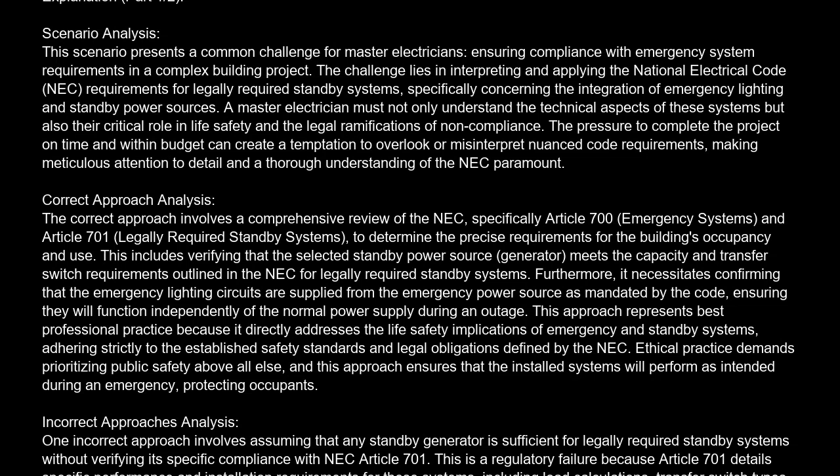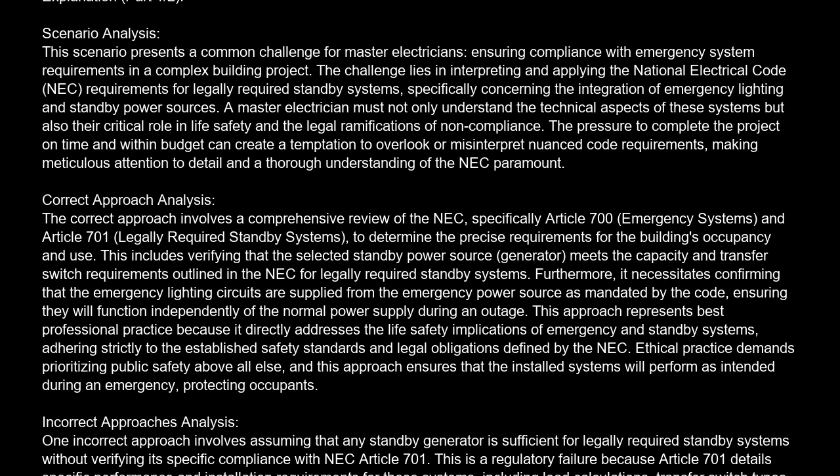The correct answer is B. Verify that the selected standby generator's capacity and transfer switch are rated to support the essential loads, and that the emergency lighting circuits are exclusively supplied from the emergency power source as defined by the NEC.